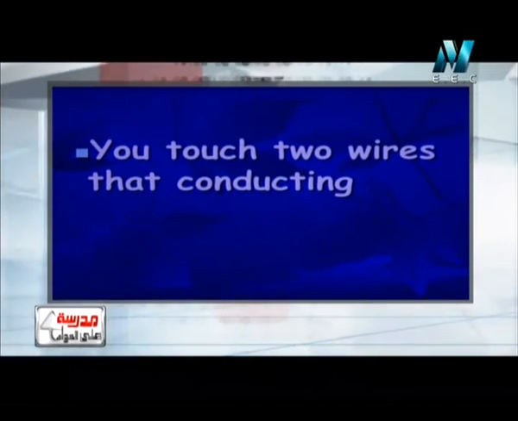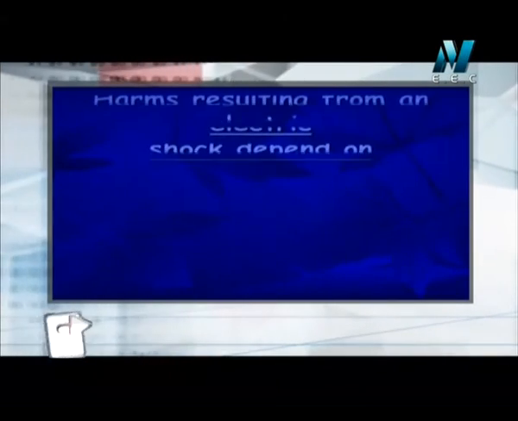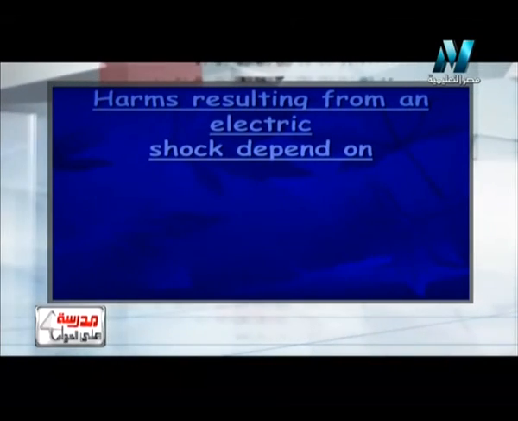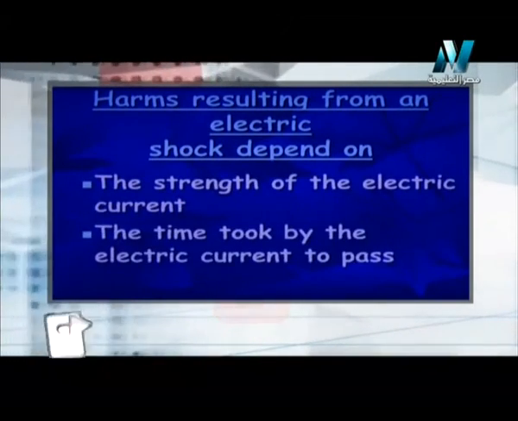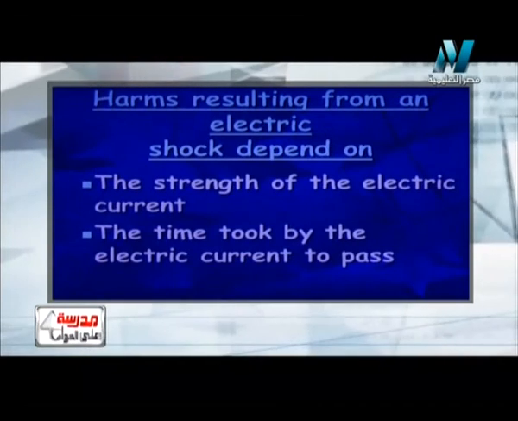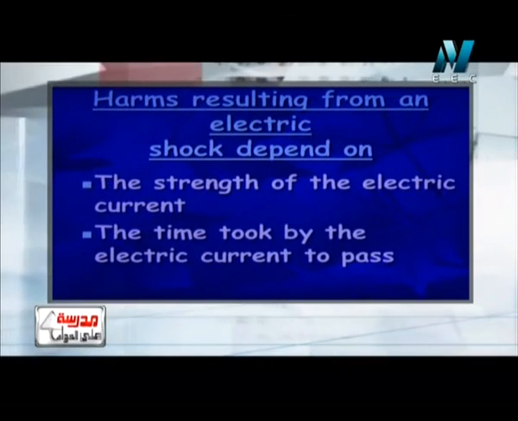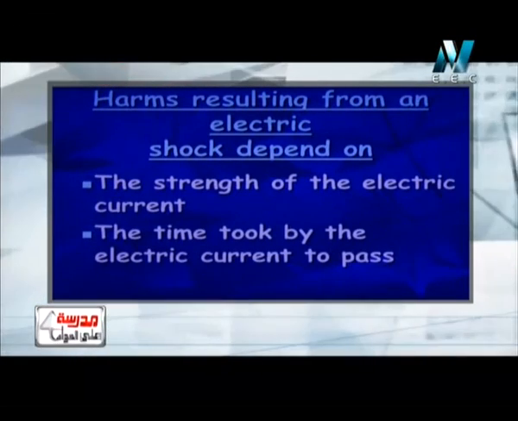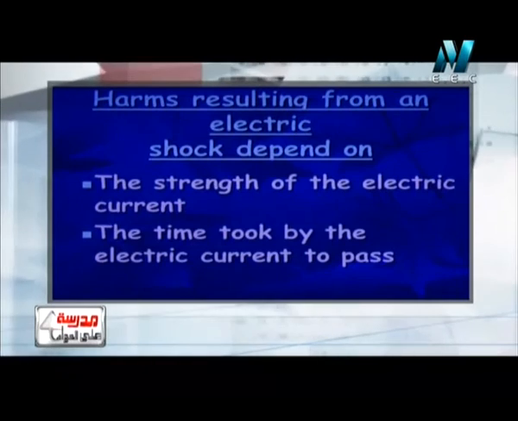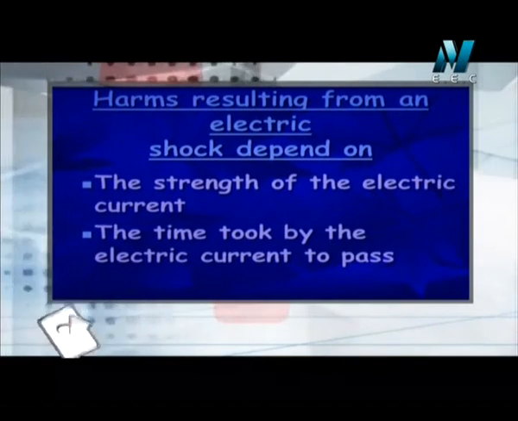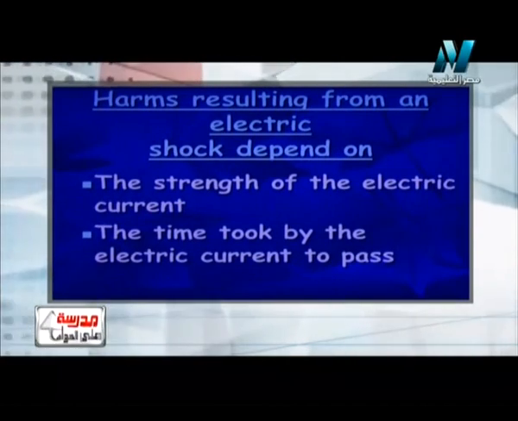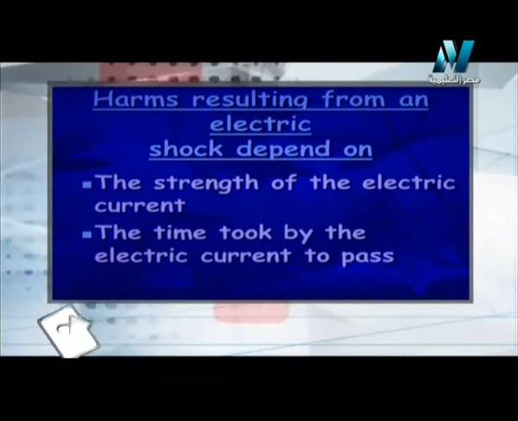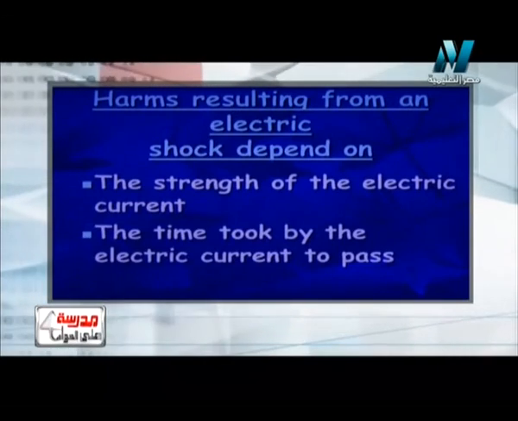Okay, so now the harms resulting from electric shock depend on what? They depend on two conditions: the strength of the electric current, and the time taken by the electric current to pass. So why does one person who gets an electric shock, God forbid, die, while another person is not harmed, or is shocked but does not die? It depends on two factors: number one, the strength of the electric current that shocks you, and number two, the time taken by the electric current to pass.